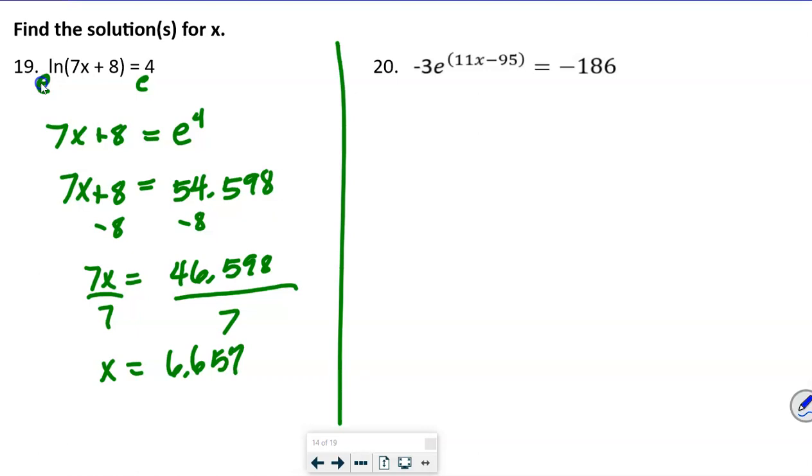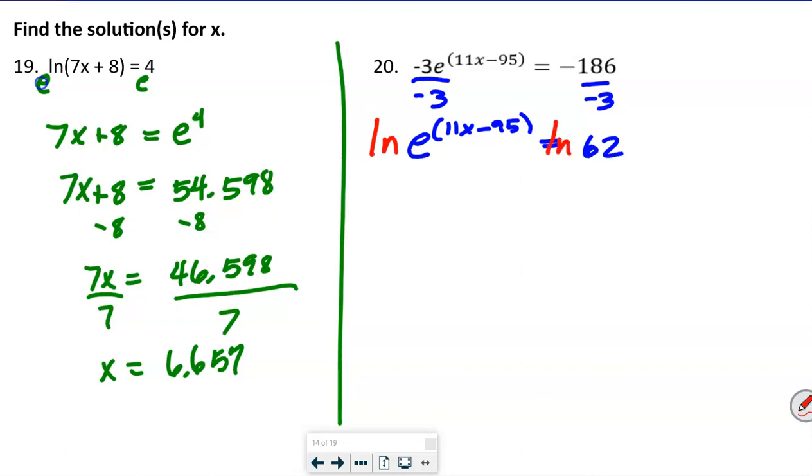How do we get rid of it? Oh, well, the first thing we're going to do here is divide by negative 3. Once we do that, then we can work the rest of the problem. So I did that first, and I ended up with e to the 11x minus 95, and that was equal to 62, right? Then what are we going to do to get rid of the e? Yep, take it to the ln.